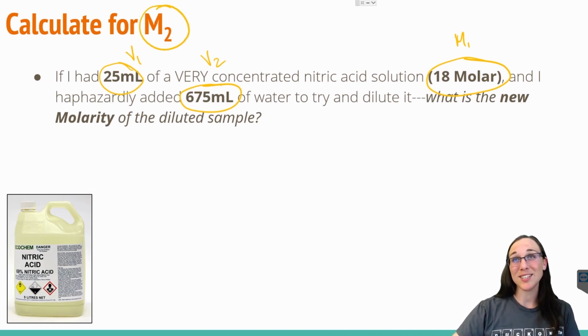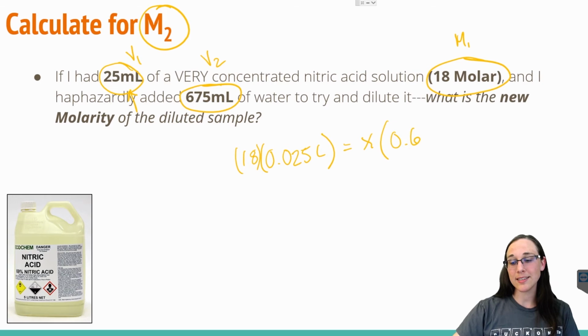So let's plug and chug into our equation. We'll have 18 for M1 times our V1, 25. I hope you didn't use 25 because that's in milliliters and we need it to be in liters. So that would be 0.025 liters set equal to M2 or X times 0.675 liters. Again, because we don't want milliliters, we want it in liters.